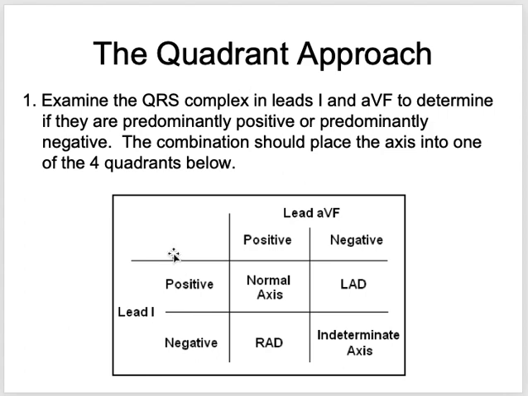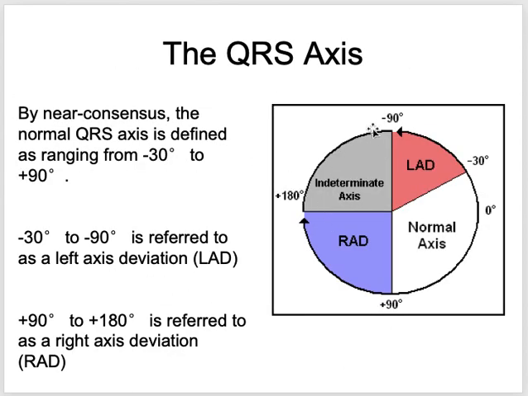Lead 1 is positive, AVF is positive, normal axis. When lead 1 goes negative, right axis deviation. When AVF goes negative, it is left axis deviation. When both of them go negative, of course the vector will fall somewhere here, because lead 1 is like this and AVF is like this, right? So when both of them go negative, the final vector will be somewhere here. It is called intermediate axis, right?